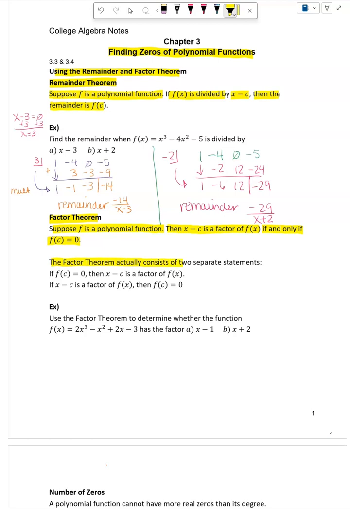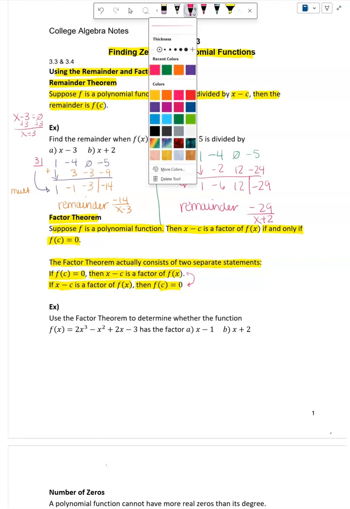The factor theorem actually consists of a two-part statement. It's an if and only if statement. That means one can only exist if the other is true, and it goes both ways. So if f of c equals 0, then x minus c is a factor of f of x. And if x minus c is a factor of f of x, then f of c equals 0. So one is dependent on the other, and the other is dependent on the one. They go both ways. One cannot exist without the other. That's what if and only if means.